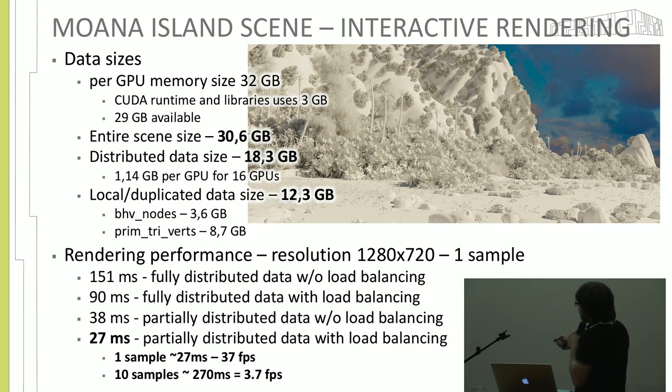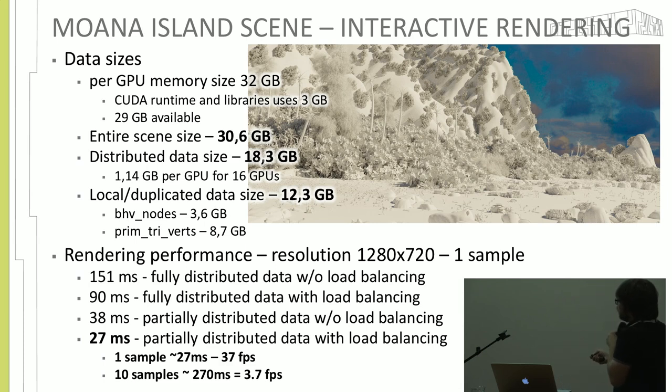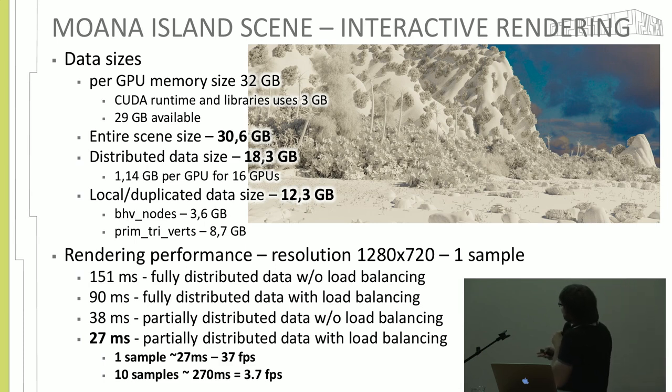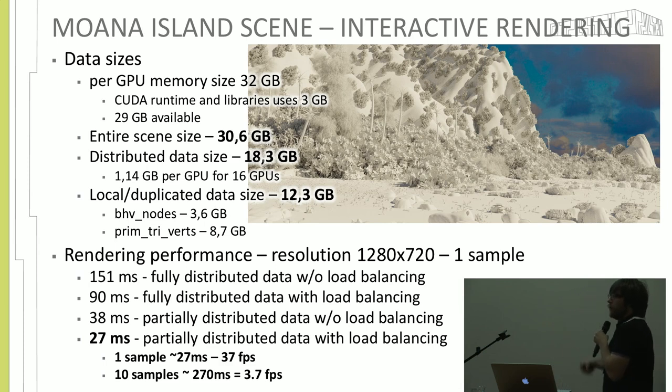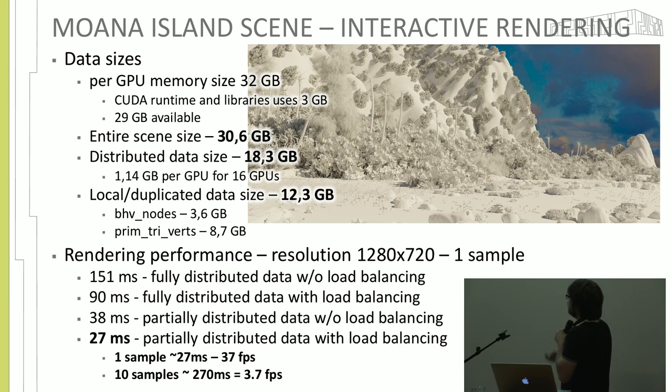And then the rendering times were that for the single frame, with one sample, with the HD resolution, if we have fully distributed data, I mean, every array has been distributed, that's kind of the worst case, it was 151 milliseconds. And then if we apply the load balancing and we duplicate the data for the three key arrays, we get to 27 milliseconds, which translates to approximately 37 frames per second for one sample, or 4 frames per second if you're rendering 10 samples at a time, and then you just send the data.